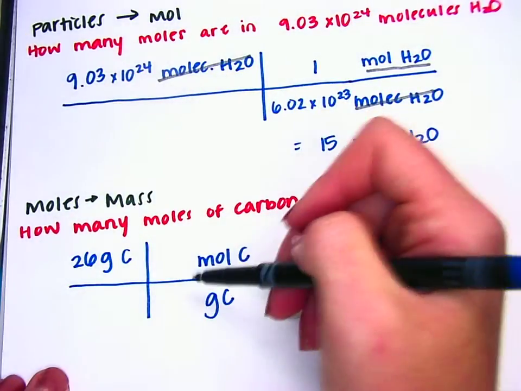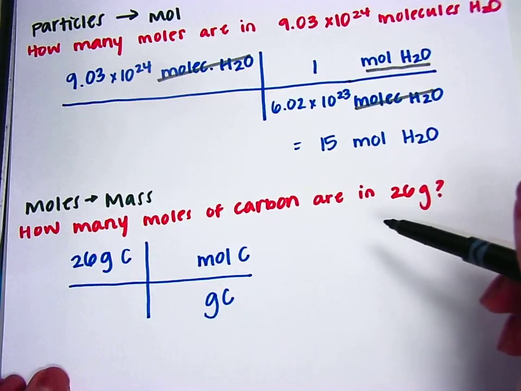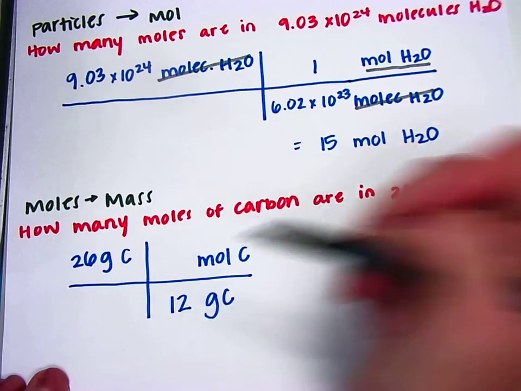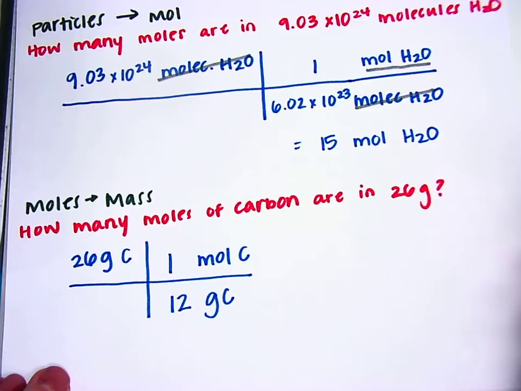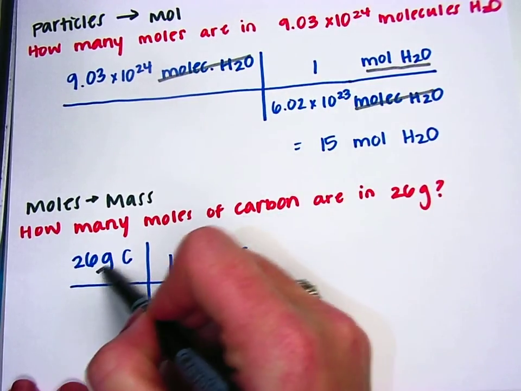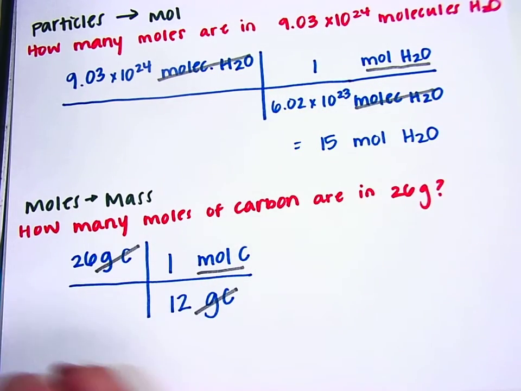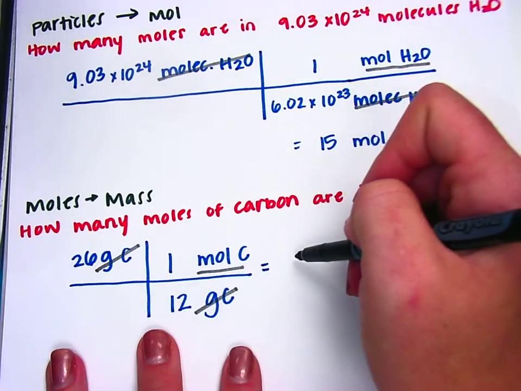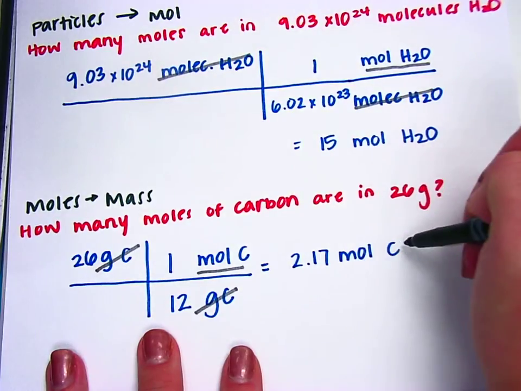And then I'll need to use my molar mass, which is what Moletown tells me. The mass of carbon in 1 mole. So the mass of carbon according to the periodic table is 12 grams. That number will go next to grams, and next to mole I'll put a 1. So 26 divided by 12 will be what I type in my calculator. Grams of carbon will cancel out, and I'll be left with moles of carbon. So if I do that math, I get 2.17 moles of carbon as my answer.